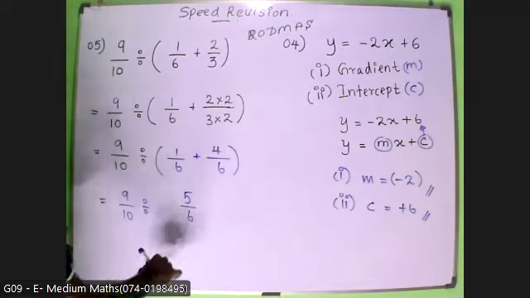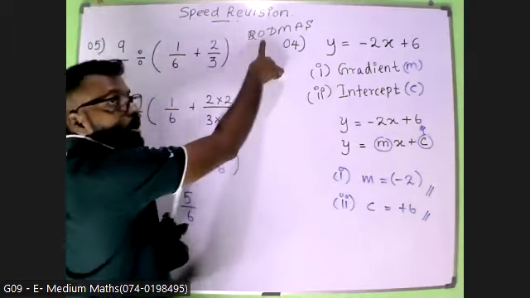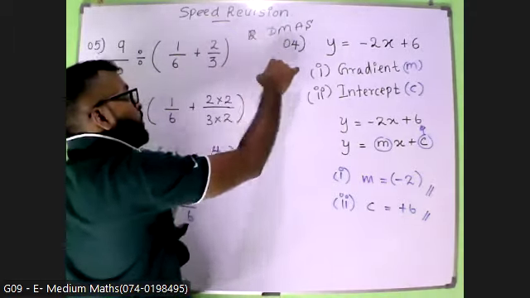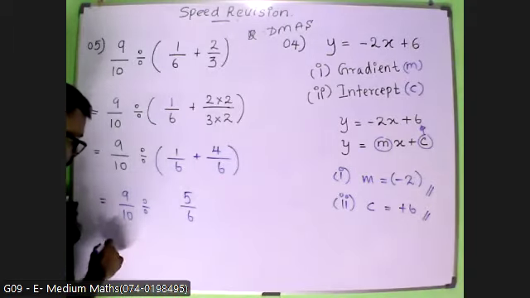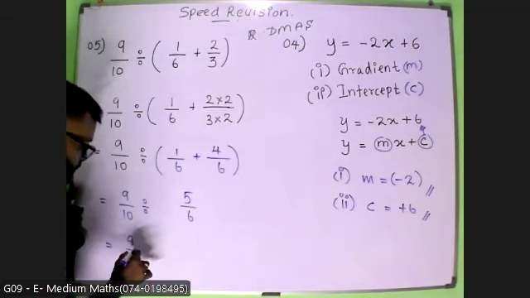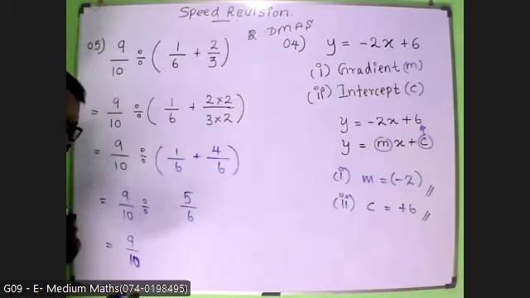You can remove your brackets. Now, brackets done. Do you have of? No. Division? Yes. Division. Now what you can do? 9 upon 10. We have done this similar thing last year, right?